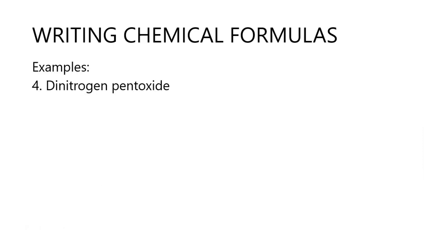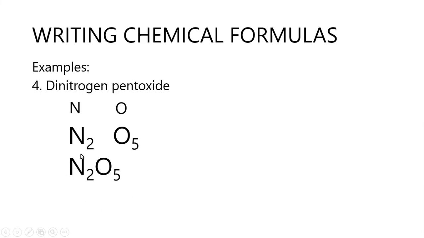Next, dinitrogen pentoxide. Okay, sulat ulit natin yung chemical symbol for nitrogen. Then yung chemical symbol for oxygen. And then yung di means 2, and then yung penta means 5. And then you will get N2O5.